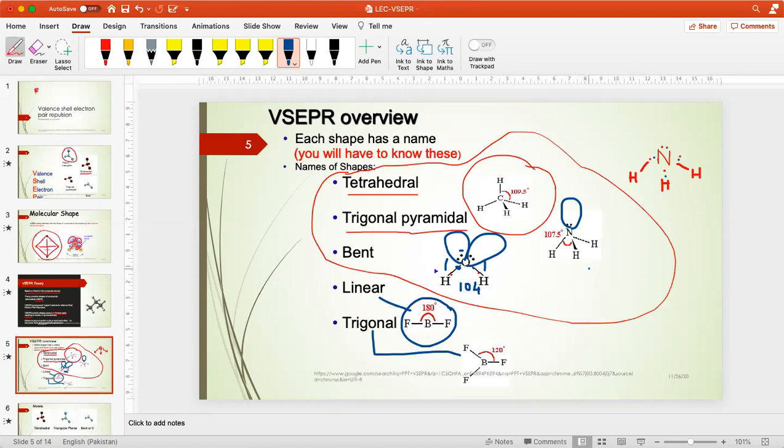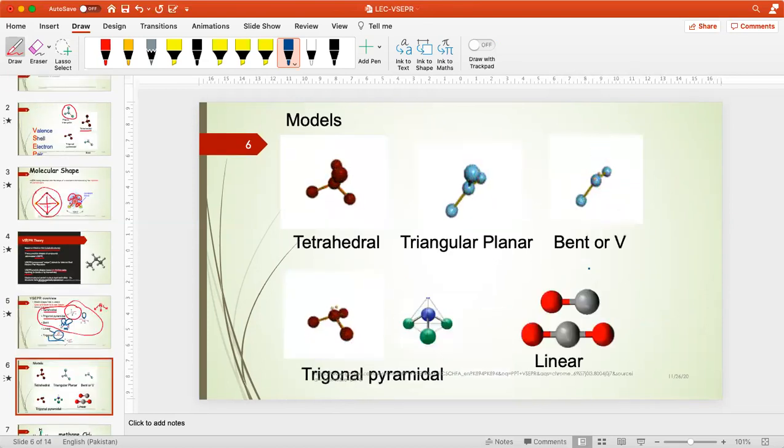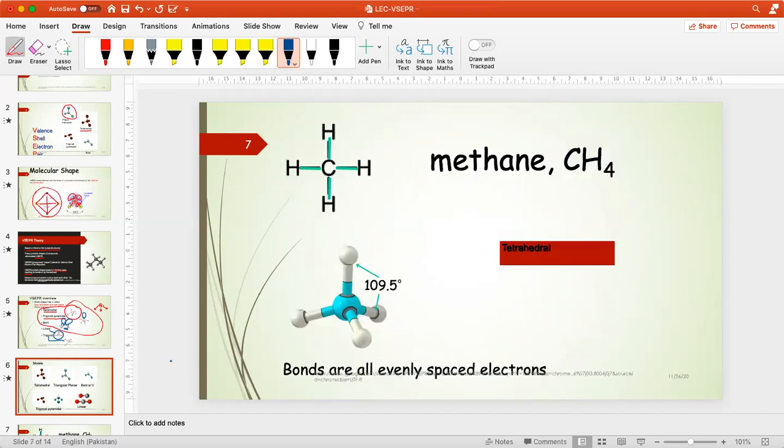Okay, next we move to the next slide, that is different models for tetrahedral, triangular planar, bent or V, trigonal pyramidal, and the linear structure. So these are the 3D structures for the different models. Now we move to the next slide.